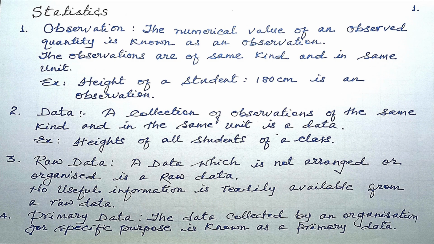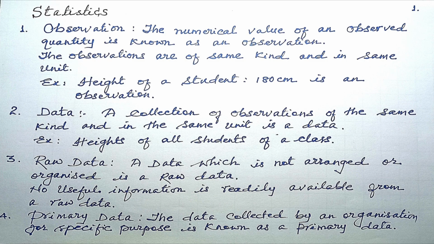Now the next term is data. A collection of observations of the same kind and in the same unit is data. For example, when we said height of one student, that is an observation, but if I find out the heights of all the students of a class or a school, then it is data.